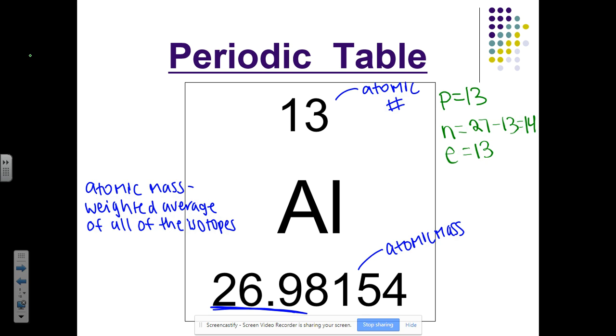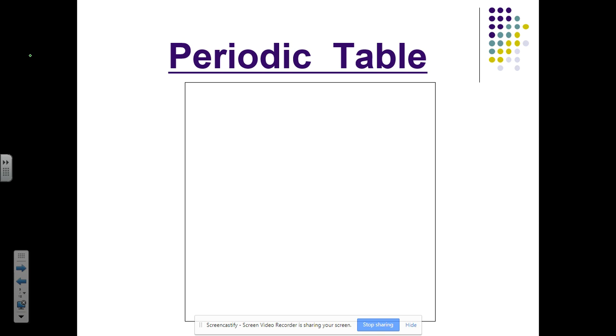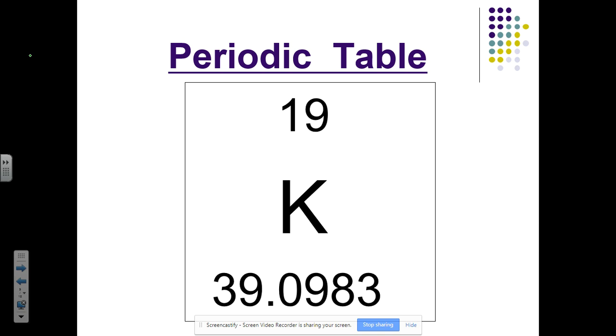Okay, and then you can always check your work. So the number of neutrons that you get, which in this case we said 14, if you add up the neutrons plus the protons, you should get the mass. So if we do 14 plus 13, okay, and add those together, we get 27, which means that we got the correct answer. Okay, let me just summarize that here. So protons would be 13, neutrons would be 14, and electrons would be 13. Okay, here's another example.